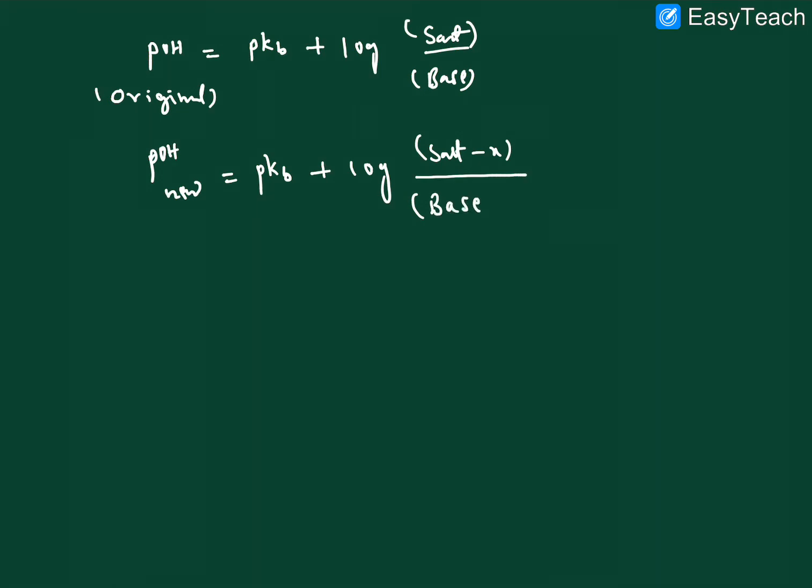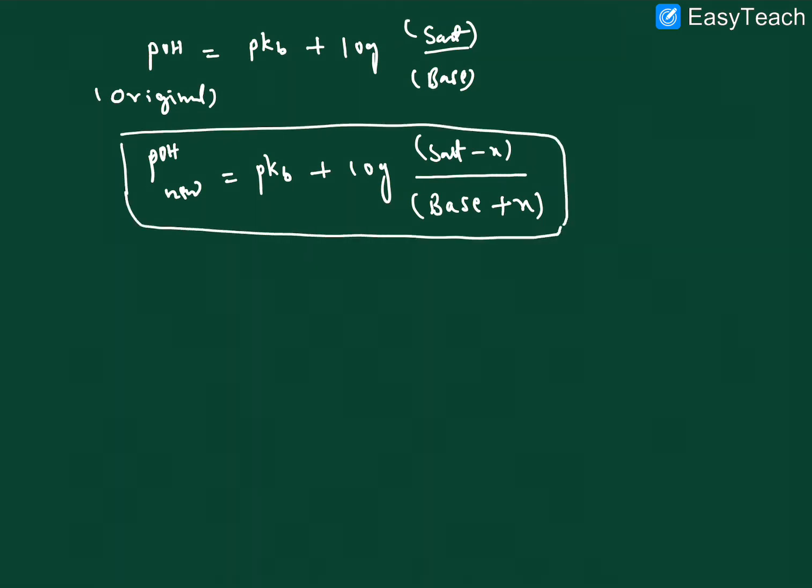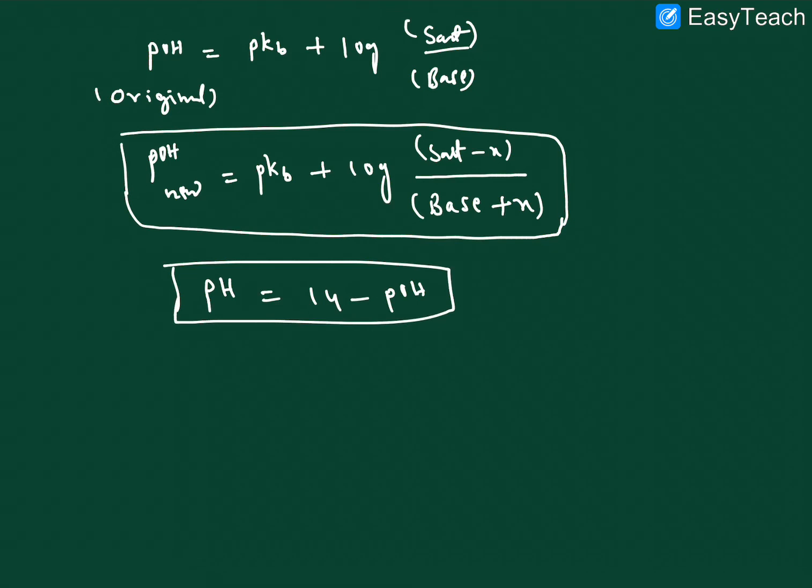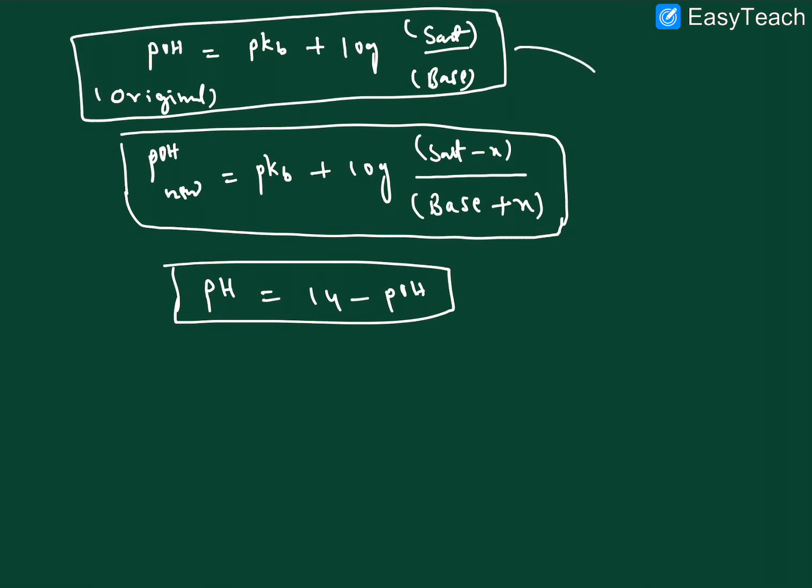What is happening here? The concentration of salt decreases, that means salt minus X, and the concentration of base increases, base plus X, right? So this is the actual formula whenever we are adding the base. I hope it is clear. So this is pOH, not pH. Already you know the general formula that pH is equal to 14 minus pOH. This is the final formula.